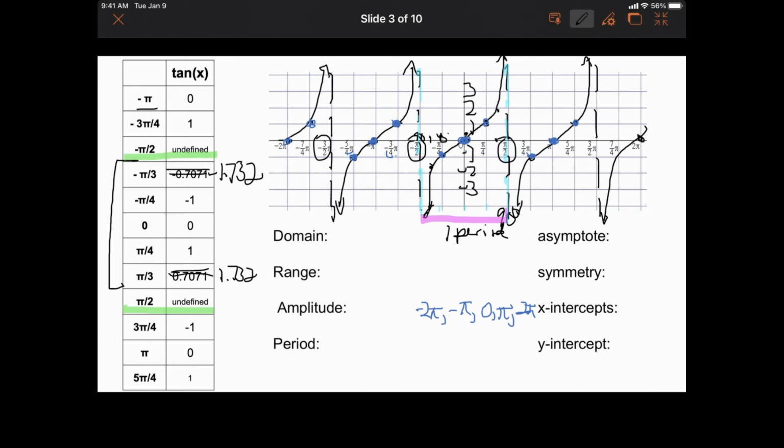So what's the length of that? Well, we have negative pi over 2 to pi over 2, which is pi. And I know I'm doing them not in the normal order. Amplitude is 1, because these key points are at 1 and negative 1. So that's a stretch of 1. Y-intercept is 0, 0. Our range, which is nice, is all real numbers, because we're going all the way down to negative infinity and all the way up to positive infinity.